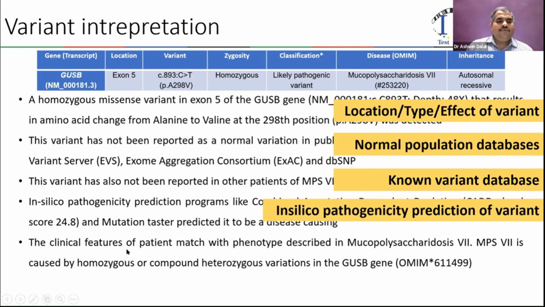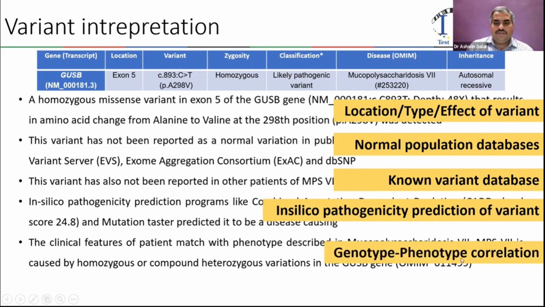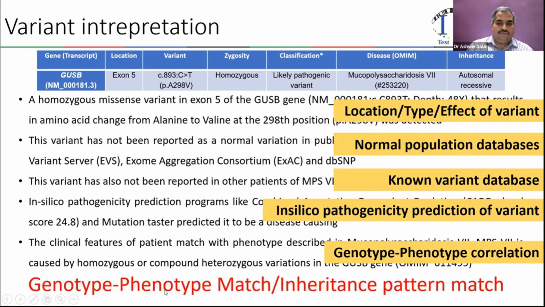And then next, very important, the clinical features of this patient are matching with mucopolysaccharidosis type 7. Hence, based on all these evidences, this is the most important, the genotype-phenotype correlation based evidence. This is the most important evidence that we use in the absence of a functional assay. We can look at the genotype and phenotype match, and if it is matching, then it helps us to interpret the variant. So in this way, looking at all these evidences, we can classify this variant as a likely pathogenic variant.